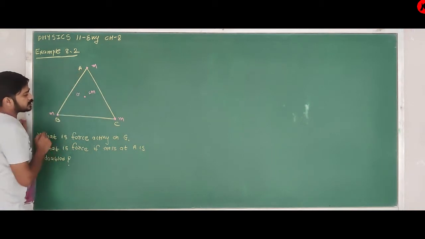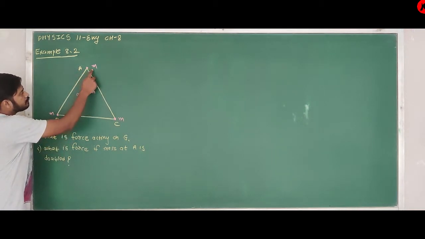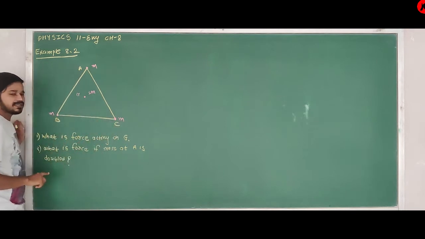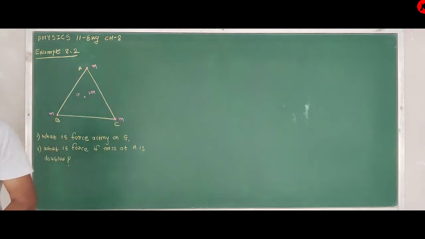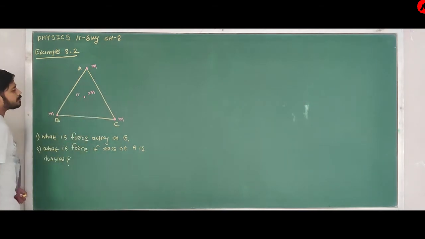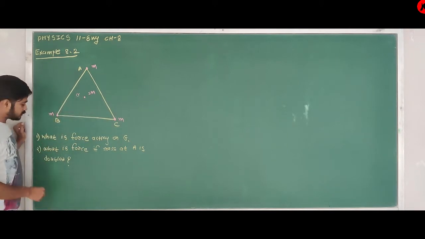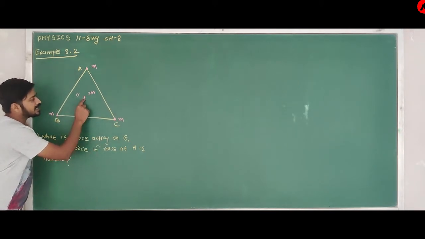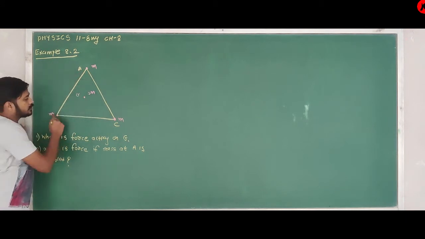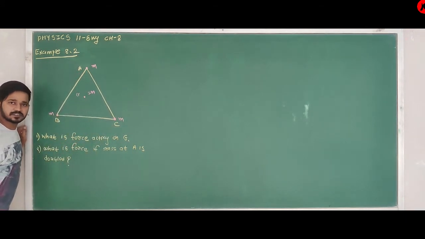On this equilateral triangle, at each corner, equal masses m are placed. So on the corners of the equilateral triangle, three masses are placed having the same mass. And at the centroid, that is G, a mass of 2m is placed. G is the centroid. Your first question is, what is the force acting on the mass placed at G due to these three masses?